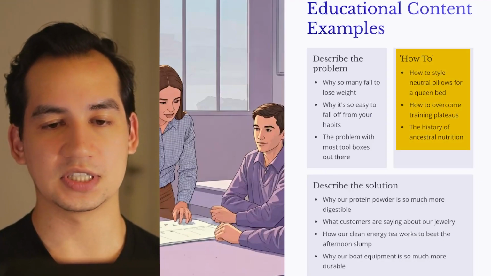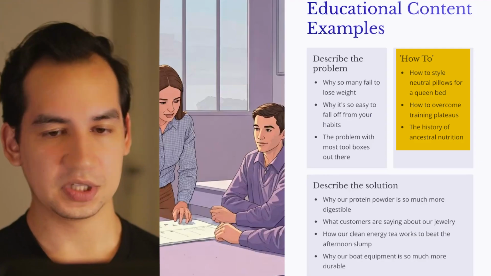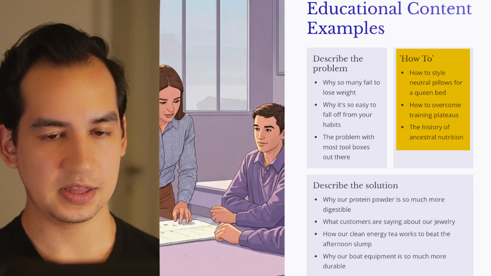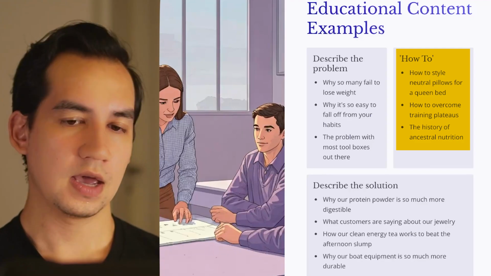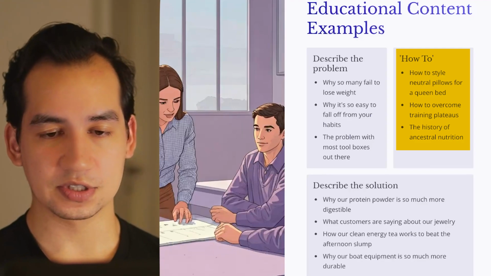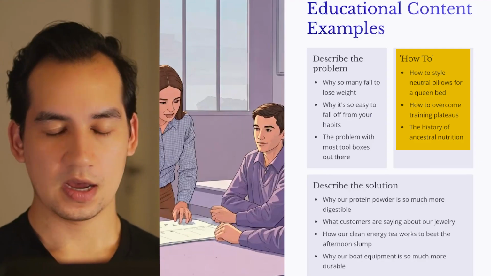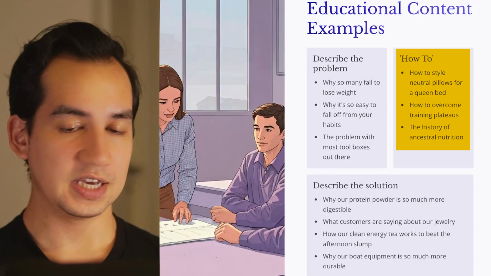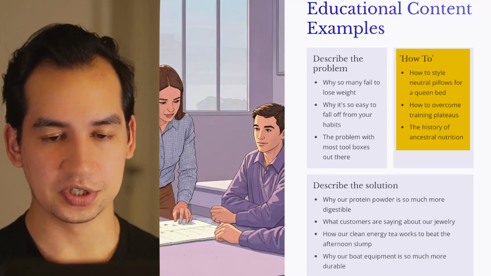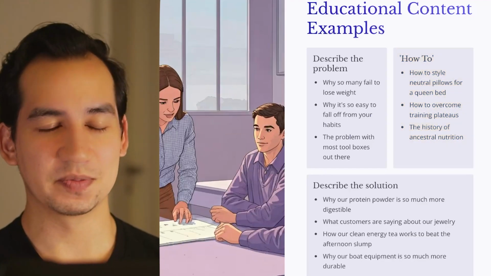All right, how-to content. So, how to style neutral pillows for a queen bed. And this would be in the homeware space or home decor. How to overcome training plateaus. All right, so this would be in the workout niche, or if you're selling supplements. The history of ancestral nutrition, if you happen to be selling organ supplements, let's just say.